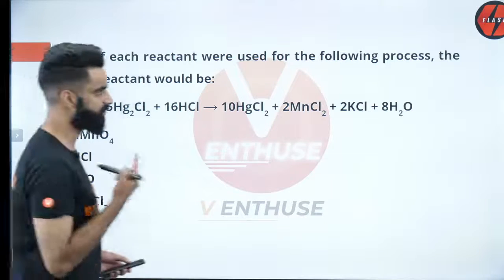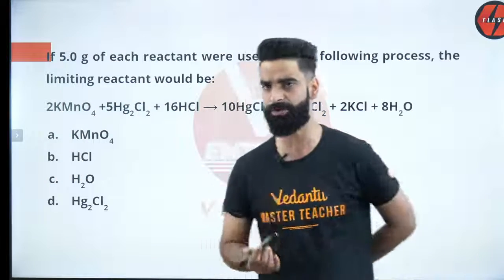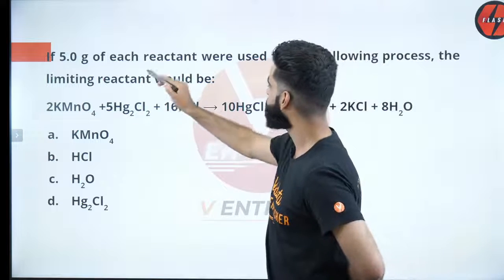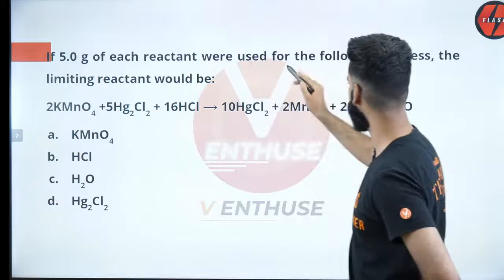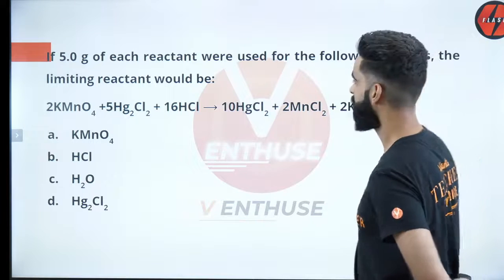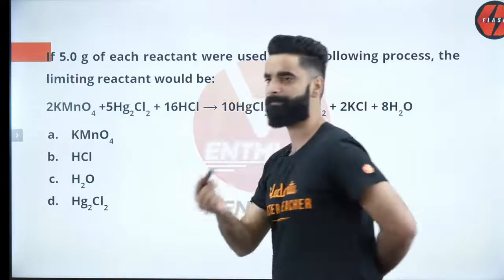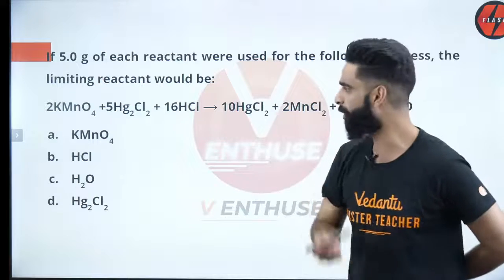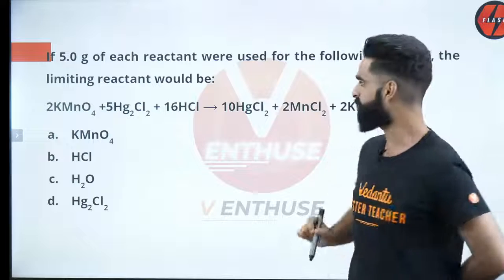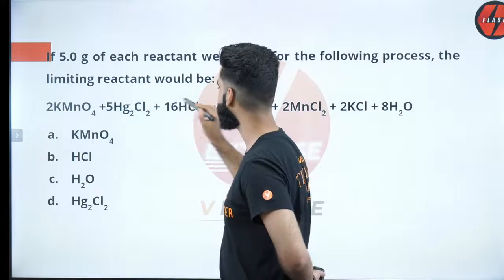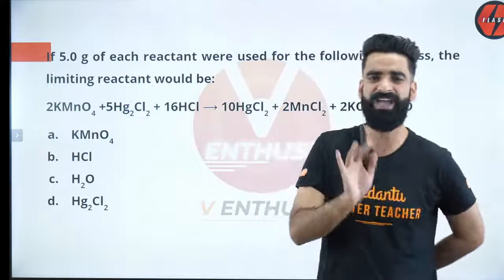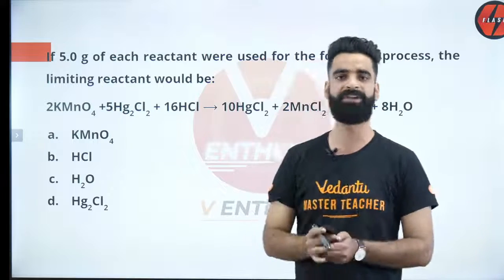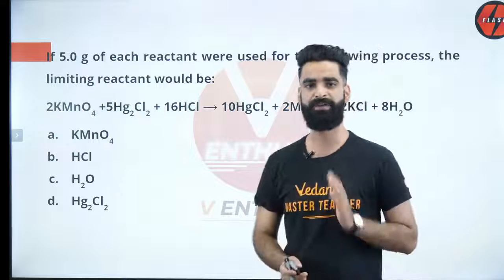Have a look, guys. This question is on your screen. Just give it a try. If 5 grams of each reactant were used for the following process, the limiting reagent would be. The reaction is given to you in the balanced form as well. We are given 5 grams each of reactants, and we have to check which one would be the limiting reagent among these 3 reactants.